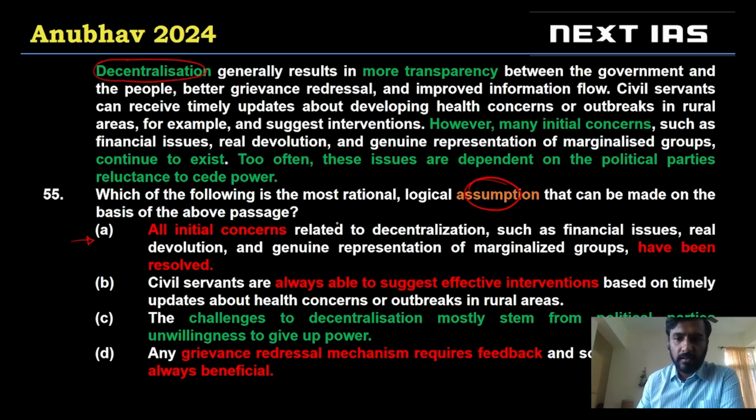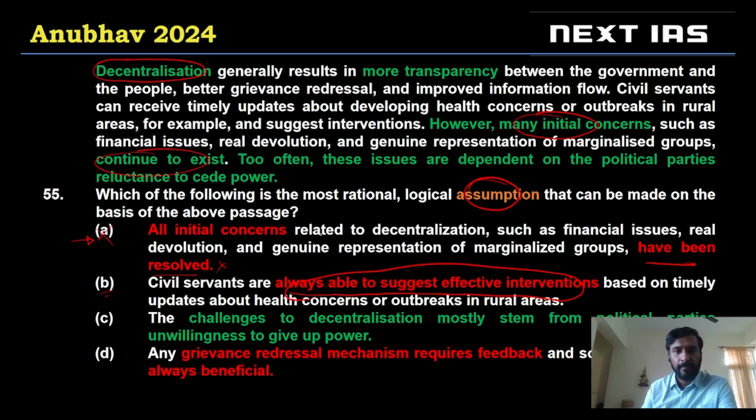Okay. So all initial concerns have been resolved. ये तो गलत हो गया. In the passage, we are told many initial concerns continue to exist. So it's the opposite of what is stated in the passage. Option B then says civil servants are always able to suggest effective interventions. Again, incorrect. This is extreme. This has not been stated in the passage. And D, any grievance redressal mechanism requires feedback, and this is always beneficial. Feedback is always beneficial. ये passage में discussed नहीं, right? Not discussed in the passage.